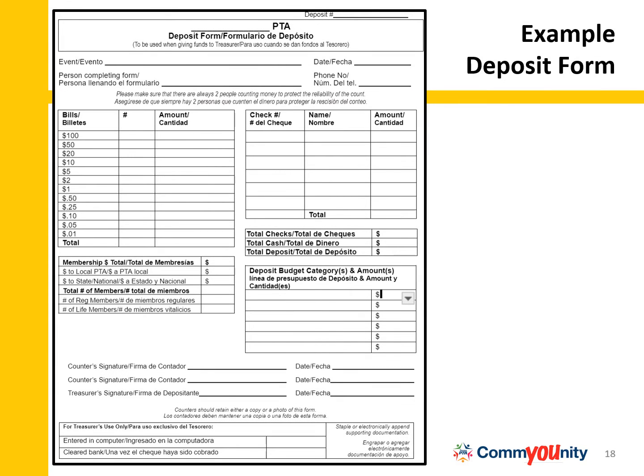This is what the Texas PTA deposit form looks like. The form includes a place to note what budget category or categories the funds received should be recorded in. At least 2 individuals must count and sign the form, acknowledging the count is correct when cash is involved. Your PTA standing rules may require a third signer. This form can be found in the Treasurer Resource Guide and on the Texas PTA website.